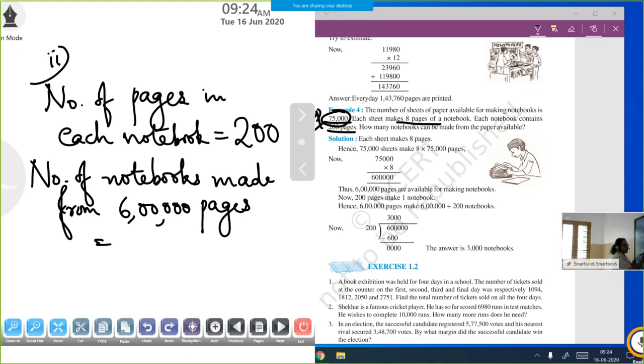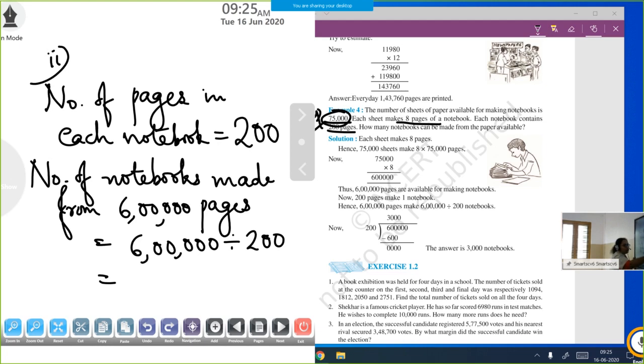So teacher is writing here 6 lakh divided by, each notebook is having how many pages? That is 200 pages. So we are dividing with the 200. We are dividing 6 lakhs with the 200. Teacher told you last year that there is an easy method for division with the zeros. How to make the cancellation we can do. Last class we studied that one.